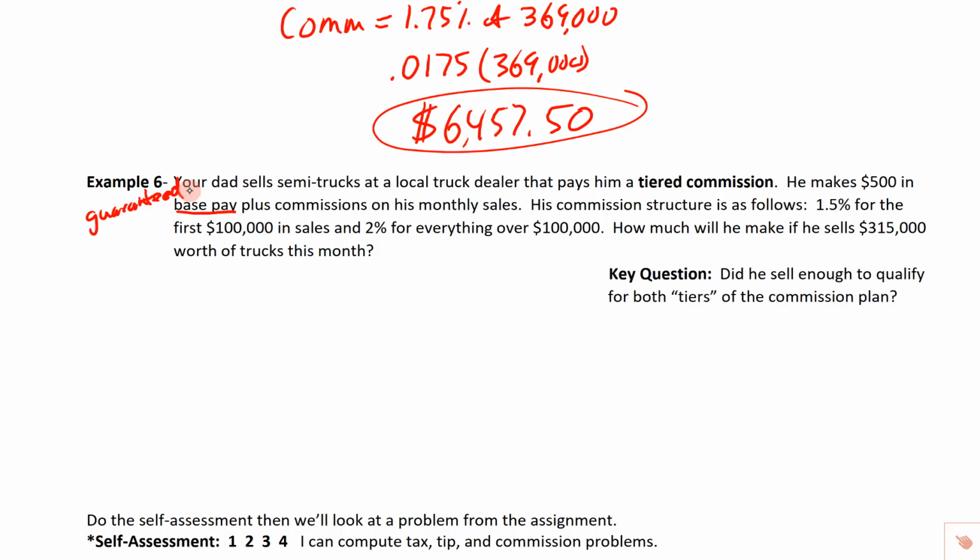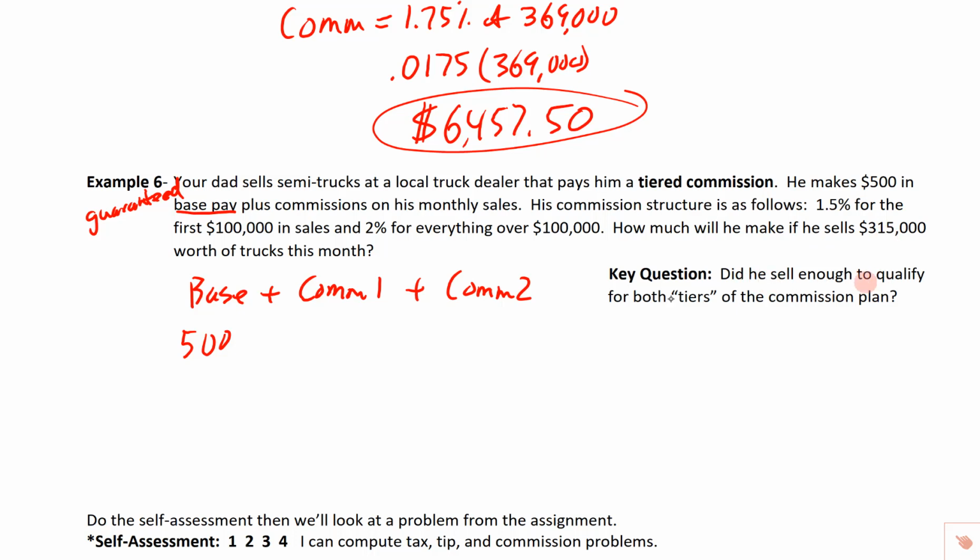But his commissions are structured like this. 1.5% for the first $100,000 in sales, and then 2% for everything over $100,000. So he actually makes this. He makes his base pay plus commission 1, so we'll do COM 1, plus commission 2, we'll do COM 2. Now the big question here is, does he sell enough to make both of these commissions? Because he's guaranteed his base pay of $500, but what we want to know is, does he sell enough to make both of those commissions? So how much did he make if he sells $315,000 worth of trucks this month?